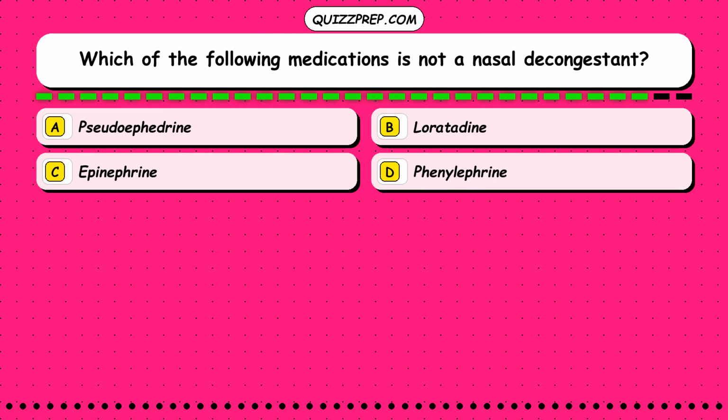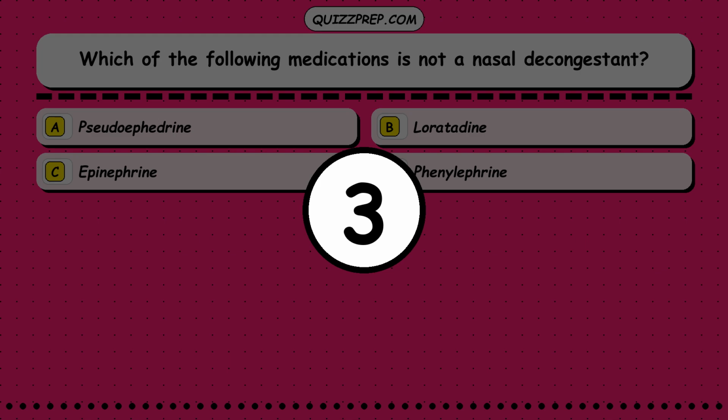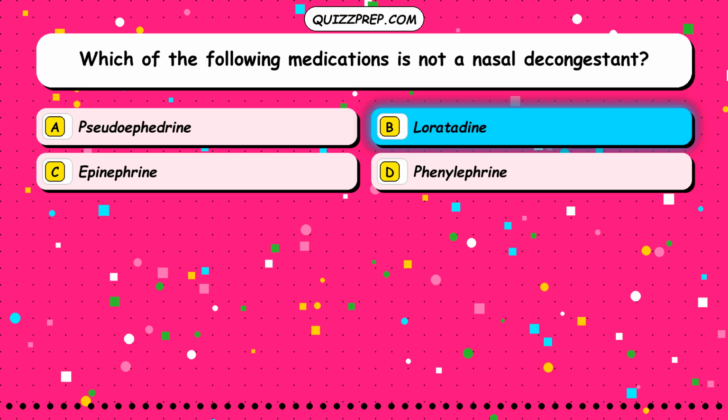Question 194. Which of the following medications is not a nasal decongestant? Option A, pseudoephedrine. Option B, loratadine. Option C, epinephrine. Option D, phenylephrine. The correct answer is option B, loratadine.